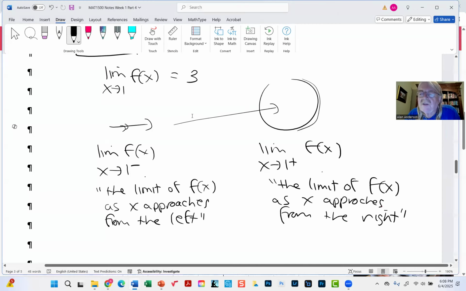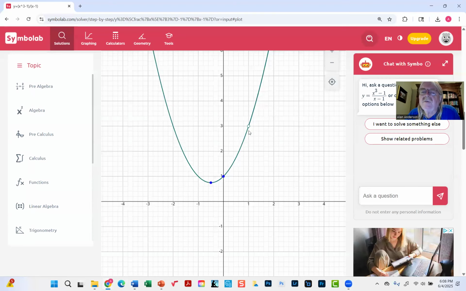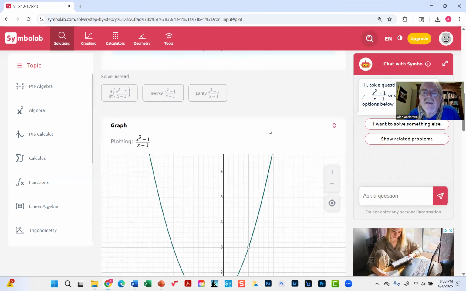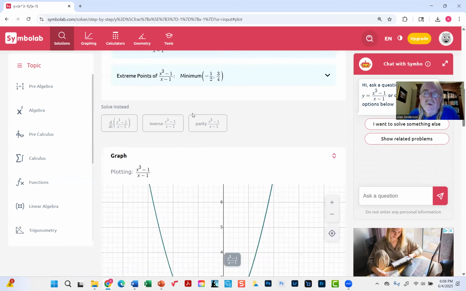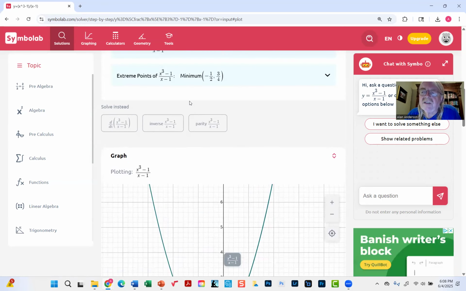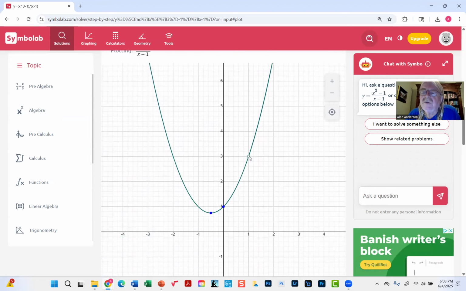Now, the interesting thing is that without the hole, it would still be 3. In other words, remember we saw before this ratio equals x squared plus x minus 1. If that was the actual function, there would have been no discontinuity and the limit would still be 3. So the existence of this hole does not mean that we can't have a limit. It can still have a limit.